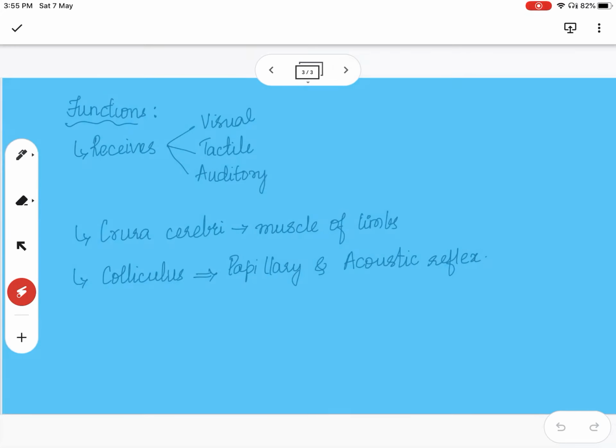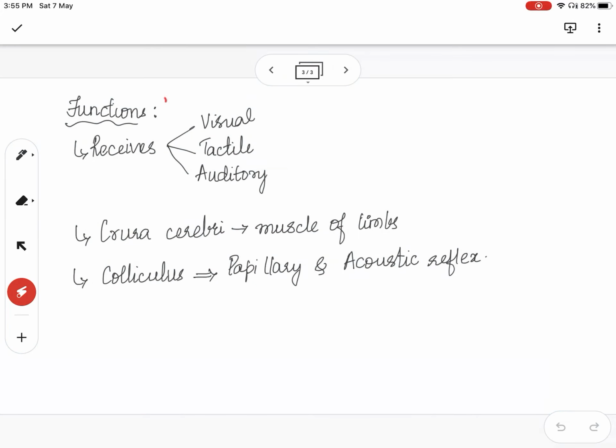Then coming to the final portion of the midbrain, that is the functions of the midbrain. What is the function? The midbrain is going to receive and also integrate what type of inputs? Visual inputs, tactile, that is touch, and auditory inputs. So these are the functions.